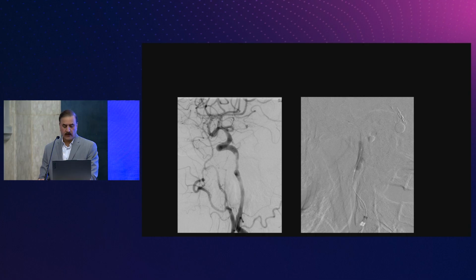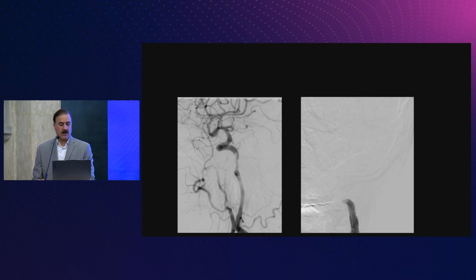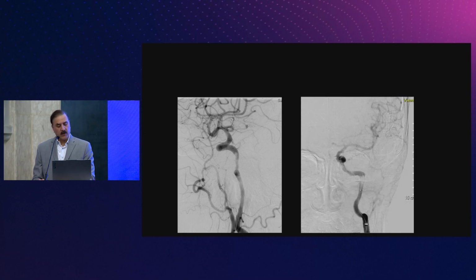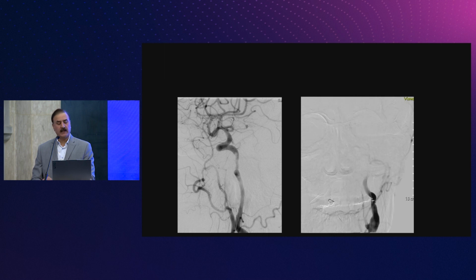So we started to do the clot retrieval. The carotid closed on us completely. We kept on going, opened up the carotid, opened up the MCA, and we were very happy, but finally it closed on us again. So this is radiation-induced vasculopathy.